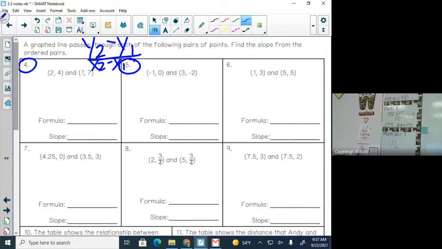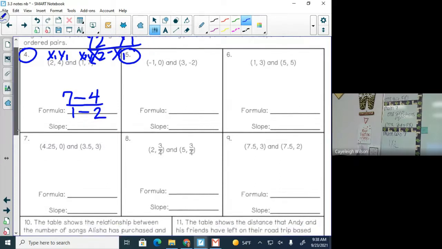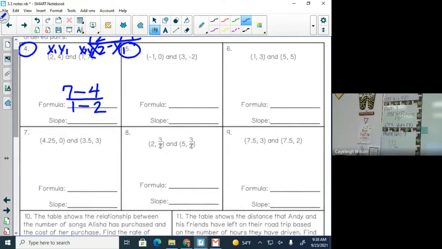All right, so looking at number 4, I said this is the first point, and this one's the second point. So y2, what's y2? 7, minus y1, 4. Let's get more participation here. What's x2? 1. Minus x1, 2. All right, and then I start reducing. 7 minus 4 is 3. 1 minus 2. And what is 3 divided by negative 1? Negative 3. So that slope is negative 3.